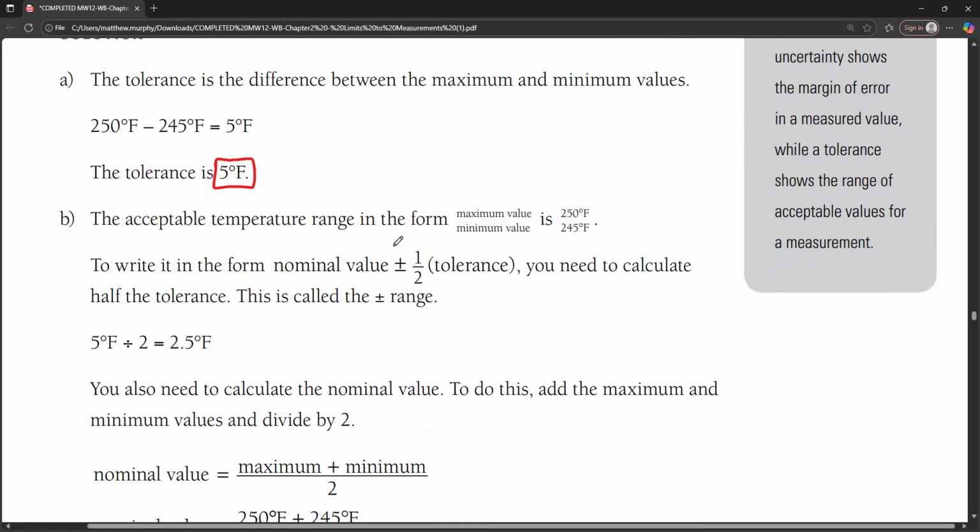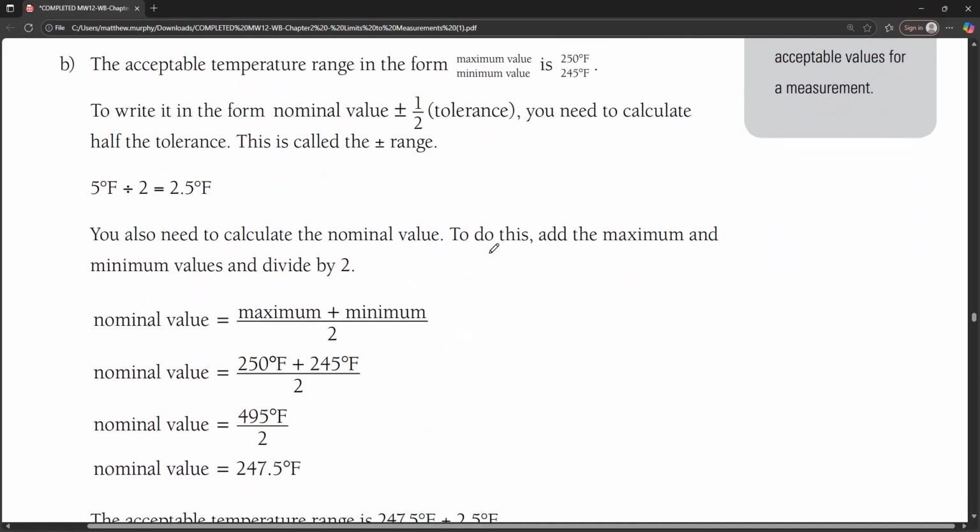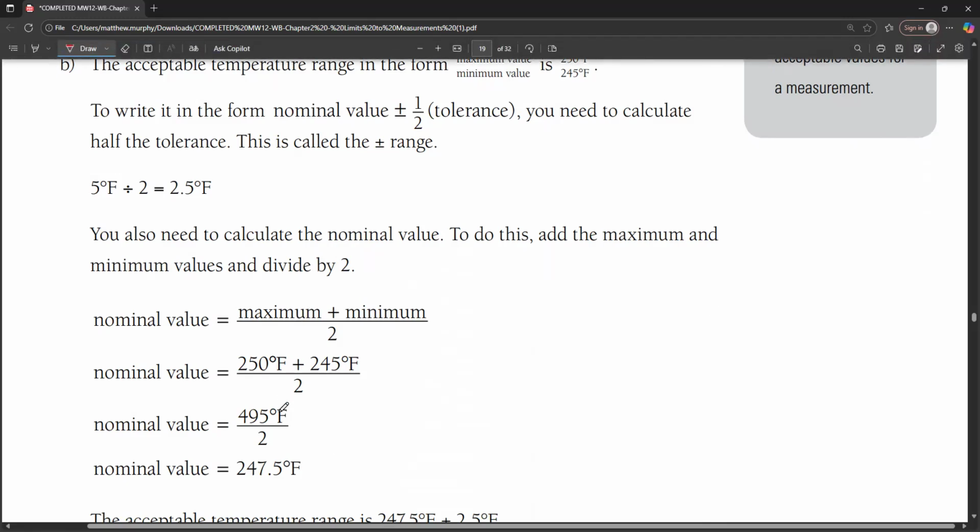To write it in the form nominal plus or minus half the tolerance, you need to calculate half the tolerance, and this is called the plus or minus range. Okay? So if you take your tolerance, divide it by 2, and get 2.5. You also need to calculate the nominal value, which is the middle. So to do this, add the maximum and minimum values and divide by 2. Now, sometimes you can just figure it out without doing these steps. You just find the midway point between 250 and 245. That's all that really is. But this formula here will work every time.